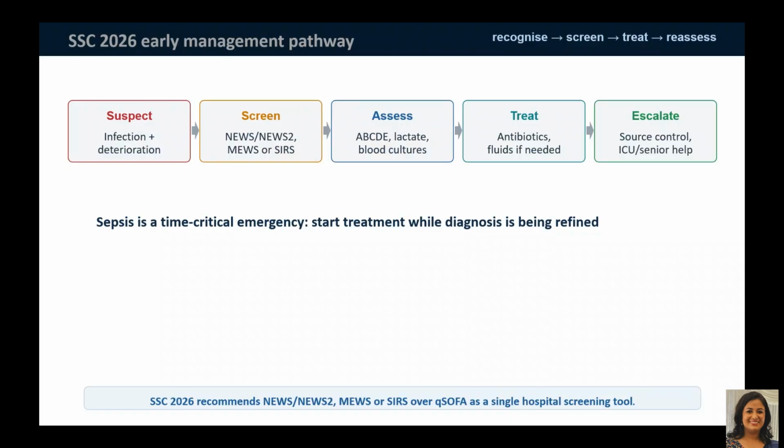So after screening, how are you going to proceed in a sepsis patient? You are suspecting infection plus a deteriorating patient, and you screen the patient with your early warning scores, and you identify that the patient is in sepsis. Then how are you going to proceed afterward? When you assess, you do your ABCDE, you do your basic blood investigations, and you give your treatments, antibiotics as needed and fluids as needed, and then you reassess the patient and see whether you need to escalate this patient or not.